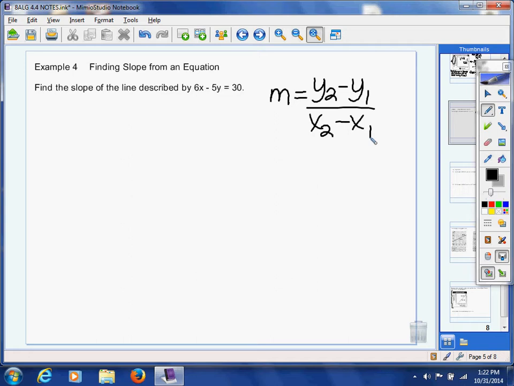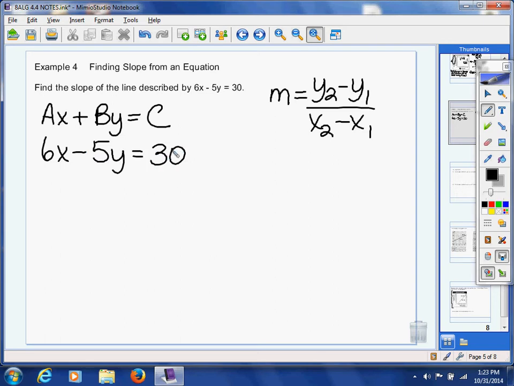We're going to find the slope of the line described by the equation 6x minus 5y equals 30. Do you remember what form this line is in? Okay, if you said standard form, you are absolutely correct. Remember what standard form is: ax plus by equals c. And that's exactly what 6x minus 5y, that's the format that it's placed in right now.